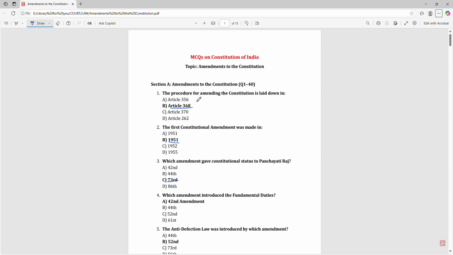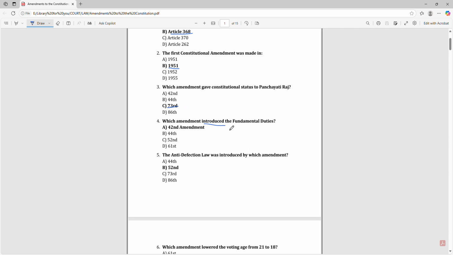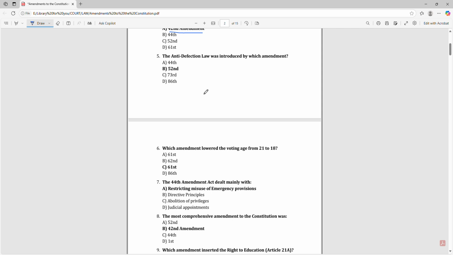The procedure for amending the Constitution is laid out in Article 368. The first constitutional amendment was made in 1951. Which amendment gave constitutional status to Panchayat Raj? 73rd. Which amendment introduced the fundamental duties? 42nd Amendment. The anti-defection law was introduced by which amendment?